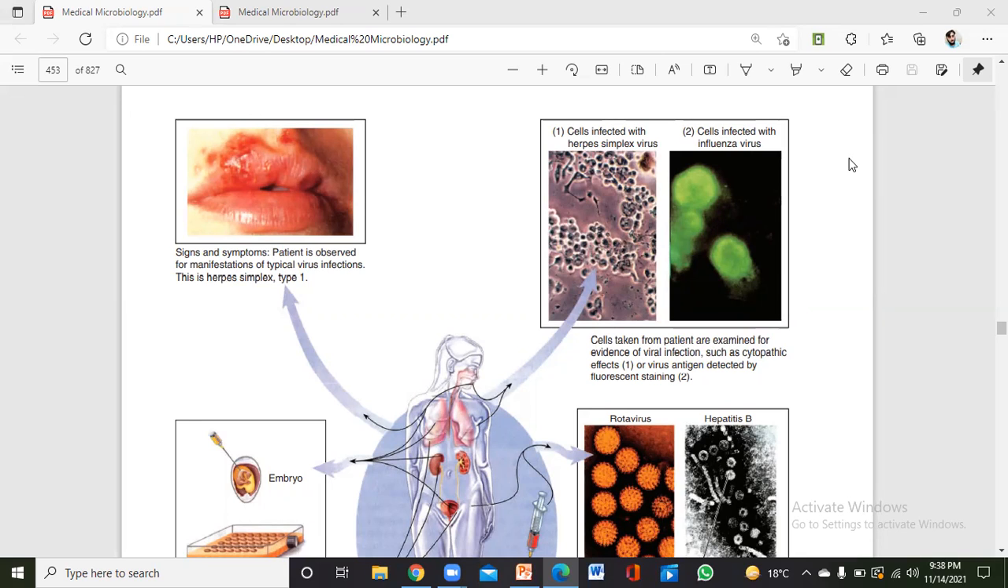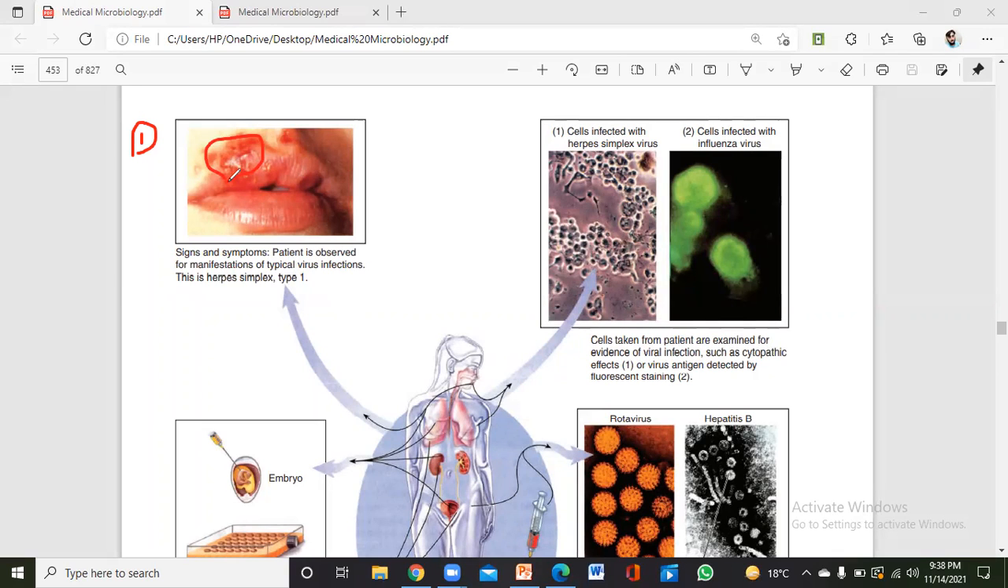So first of all, how will you diagnose a viral infection? The first thing, if we look here, we start from here: signs and symptoms. We will look at the signs and symptoms of the person. For example, we will observe the manifestation of a typical virus infection. Basically, this is a herpes simplex virus. These are cold sores, and mainly they appear over the mouth and over the lips, and it is caused by herpes simplex virus type 1.